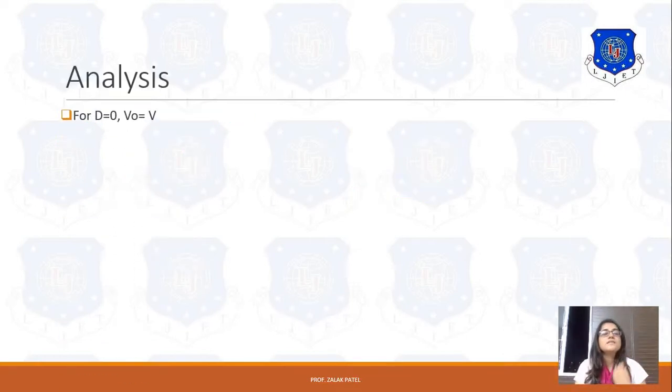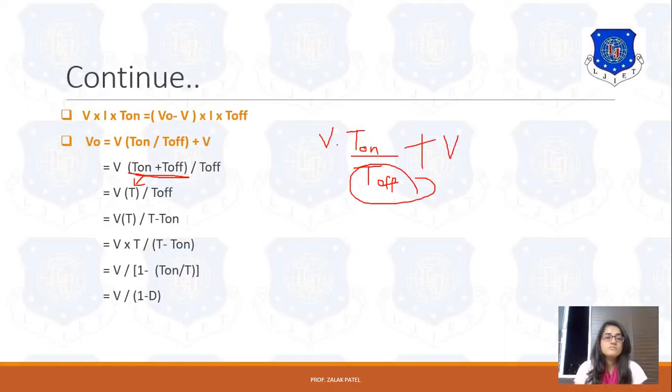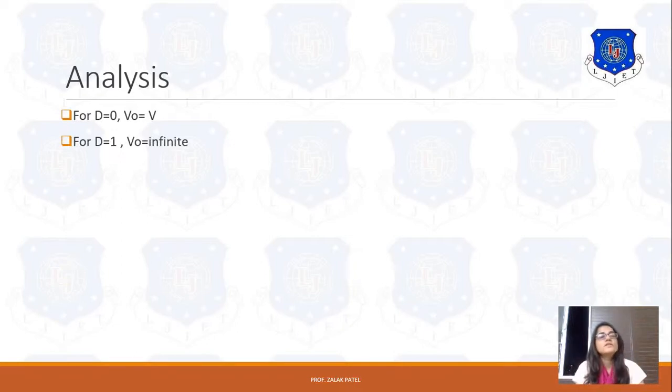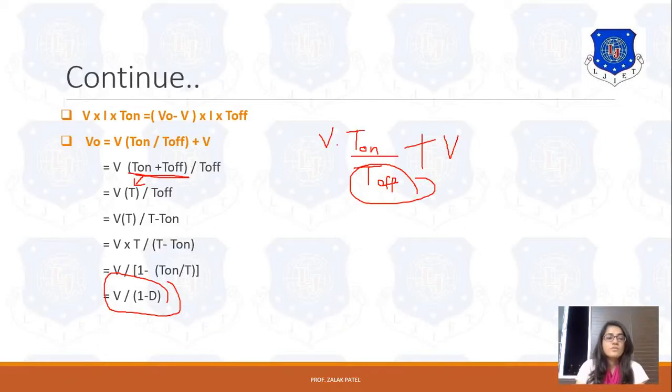Now for the analysis, we consider the last equation, V upon 1 minus D. If we put D as 0, it becomes V upon 1 minus 0, so V0 is nothing but V in that case. And for D equal to 1, V0 is infinite. So if in the last equation we put D equal to 1, then 1 minus 1 means 0, V upon 0, and 1 upon 0 means infinite, and that's why the output voltage is infinite.